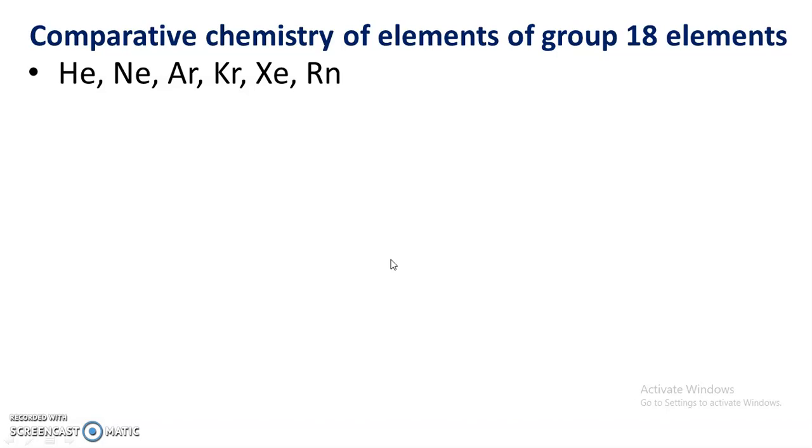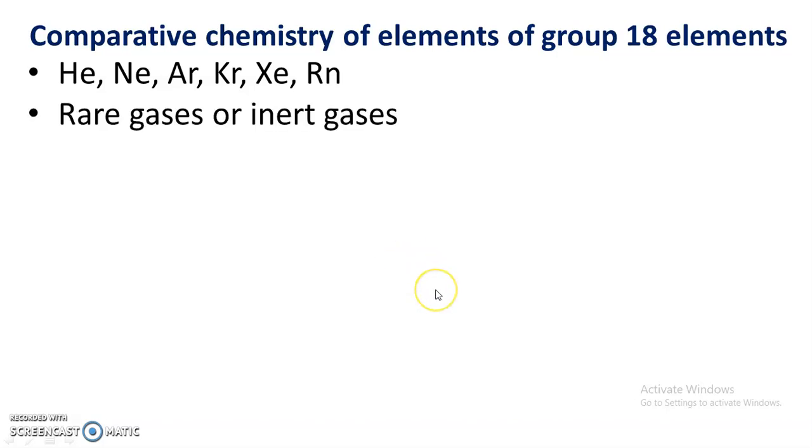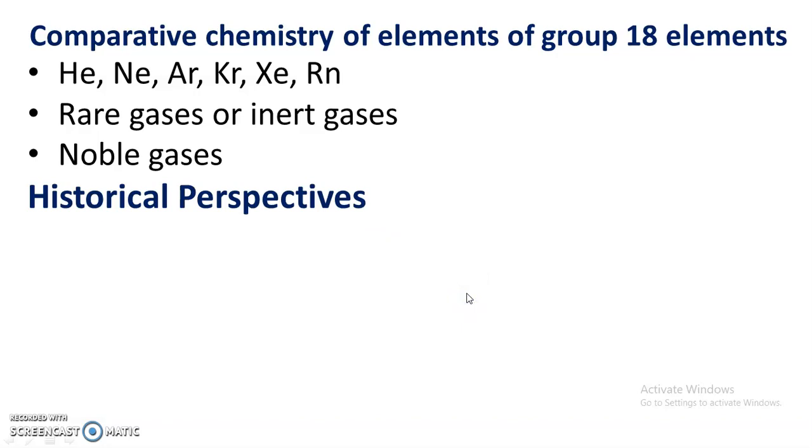And the most important thing is, nowadays they are no longer called rare or inert gases. Recent researchers have proved that they are no longer rare or inert, as they are now found to exist in nature in considerable quantities and form chemical compounds under specific conditions. They are now referred to as noble gases because they are comparatively less chemically reactive. So this is about the comparative chemistry of group 18 elements. Earlier they were called rare gases or inert gases, nowadays they are called noble gases.